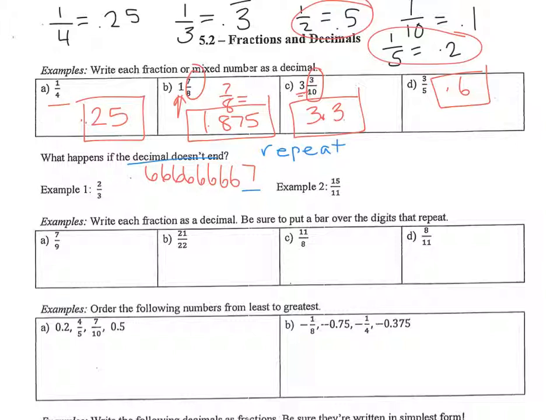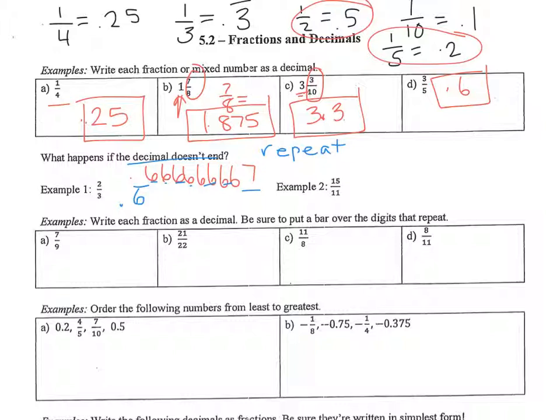Repeat means to do the same thing over and over again. So in this case, 2/3 is 6 over and over and over again. So we have a special symbol for that. Whatever part repeats, you put a bar on top. So 0.6 repeating is 2/3.